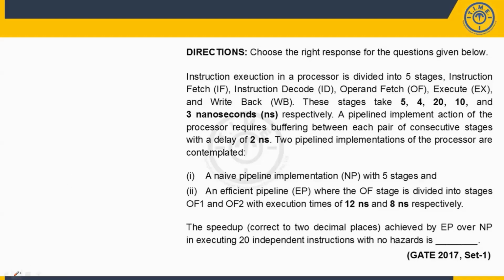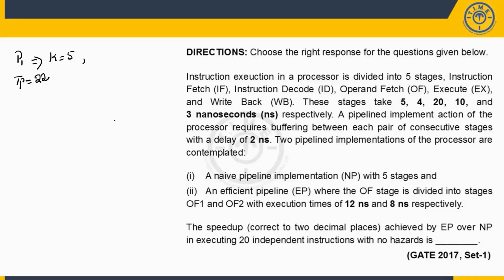See, there are two pipelines here, pipeline 1 and pipeline 2. Pipeline 1, number of stages K is equal to 5. And what is TP for pipeline 1? What is the TP, sir? 22, sir. TP is equal to 22.